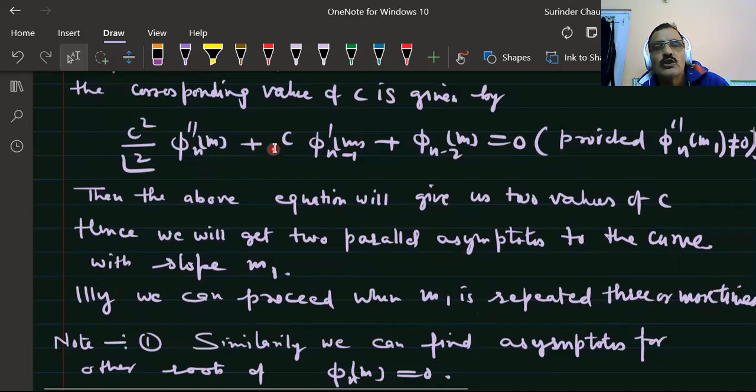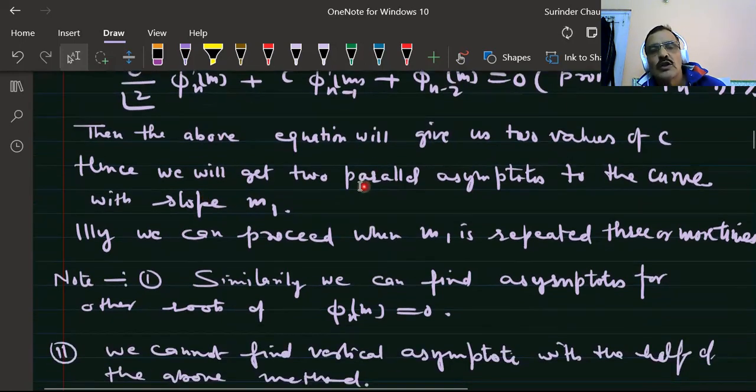phi third derivative of m plus c square upon 2 factorial, phi second derivative of m plus c phi dash of n minus 1 of m plus phi n minus 2 of m is equal to 0. Taking this, we get three values of c, so we'll get three asymptotes. If m1 is repeated 3 times, we'll get three parallel asymptotes to the curve.